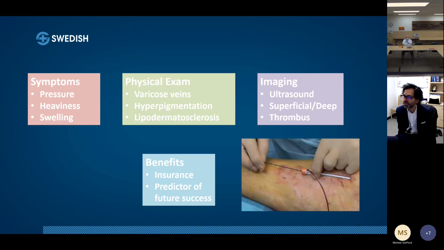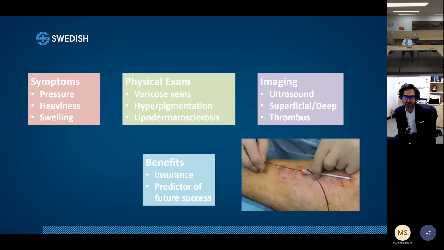Additionally, if you've got reflux in the deep and superficial systems, there's some data out there that says you can still treat the superficial system and provide patients with some improvement. That being said, they will still have probably some amount of edema that occurs because the deep system is incompetent as well. And the last thing you're looking for really is thrombus.